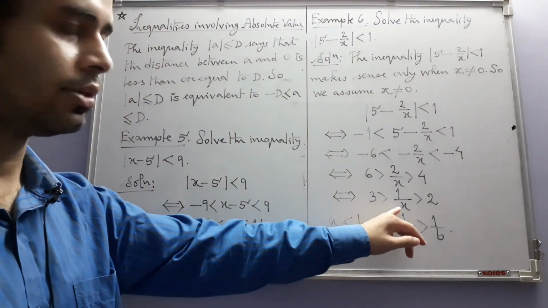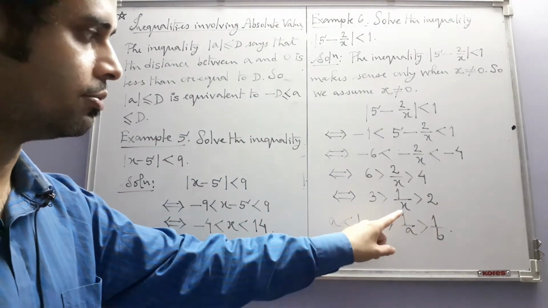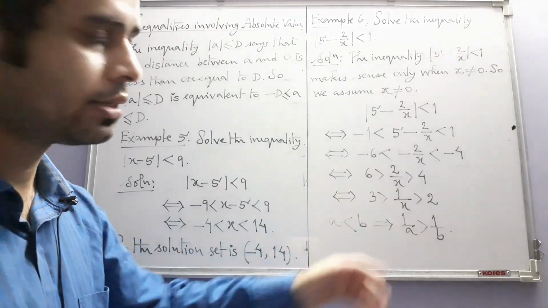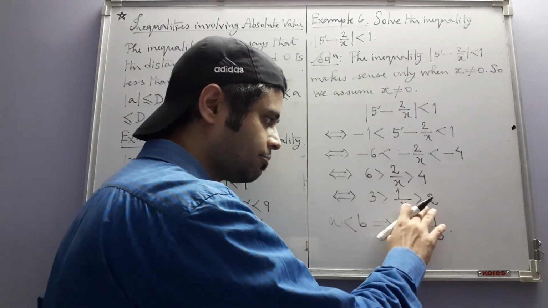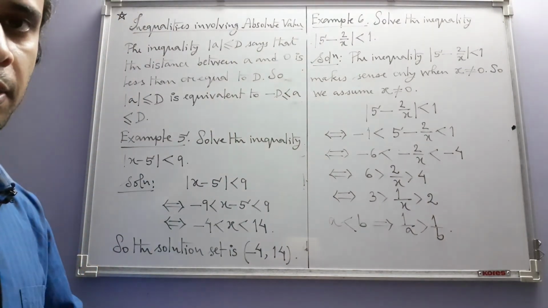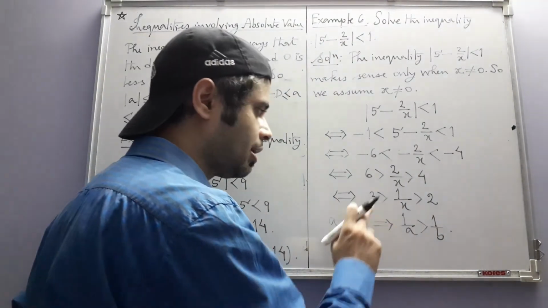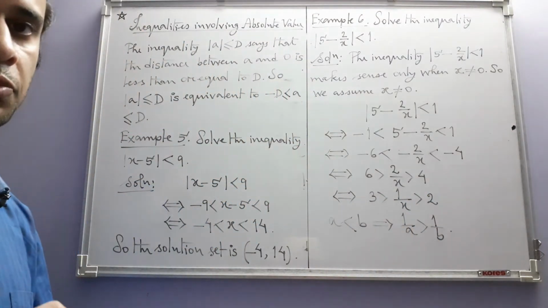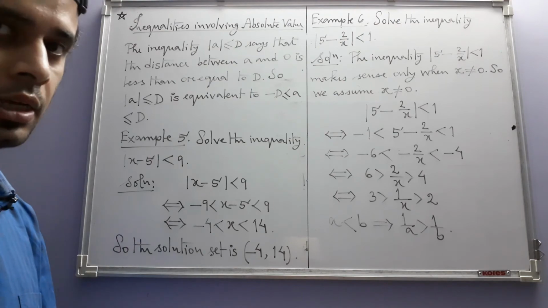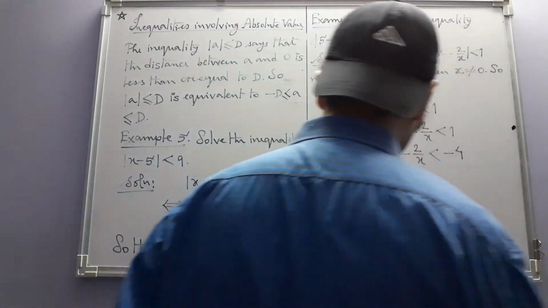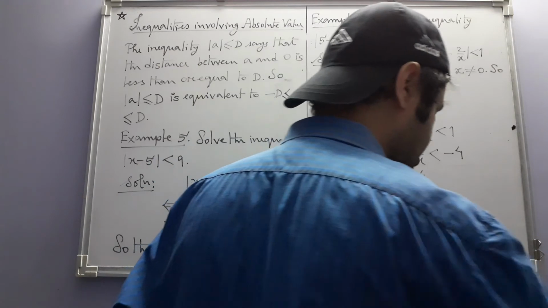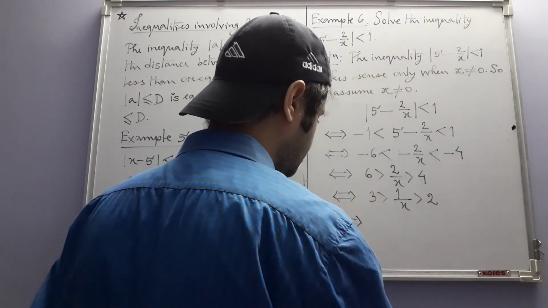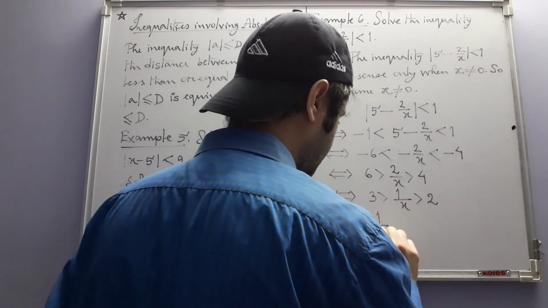Since x is non-zero, it has a sign, either it is positive or negative. If x is negative, then 1 by x is also negative, that means less than 0. But that would contradict the fact that 1 by x is greater than 2. Or you can argue like this also, since 2 is greater than 0, so 1 by x is positive. So x cannot be negative, x is in fact positive. So that's why we can take reciprocals, and doing so would again reverse the inequalities, and we would have this.